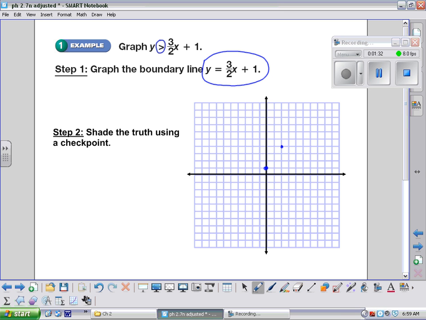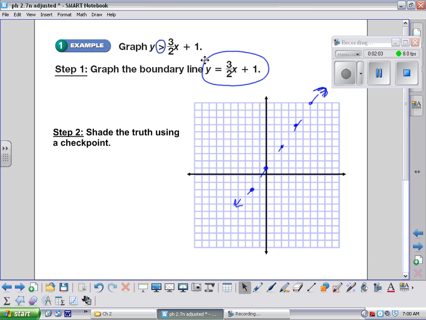I'm just going to go up 3 and over 2 again, and again I go down 3 and left 2 as well, just to get a nice picture of what I'm looking at. Okay, arrows on the ends are appropriate here, an arrow going this way, and that's my dotted line right there.